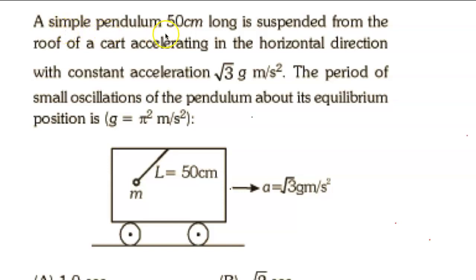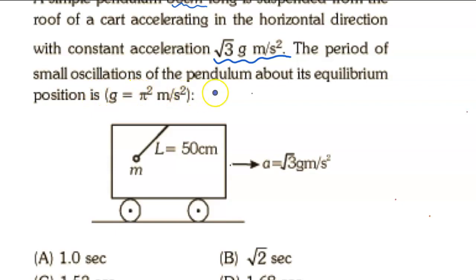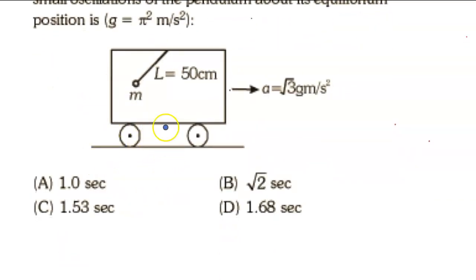A simple pendulum, 50 centimeter long, is suspended from the roof of a cart, accelerating in the horizontal direction with constant acceleration √3 g meter per second square. The period of small oscillation of the pendulum about its equilibrium position is. We have given four options.